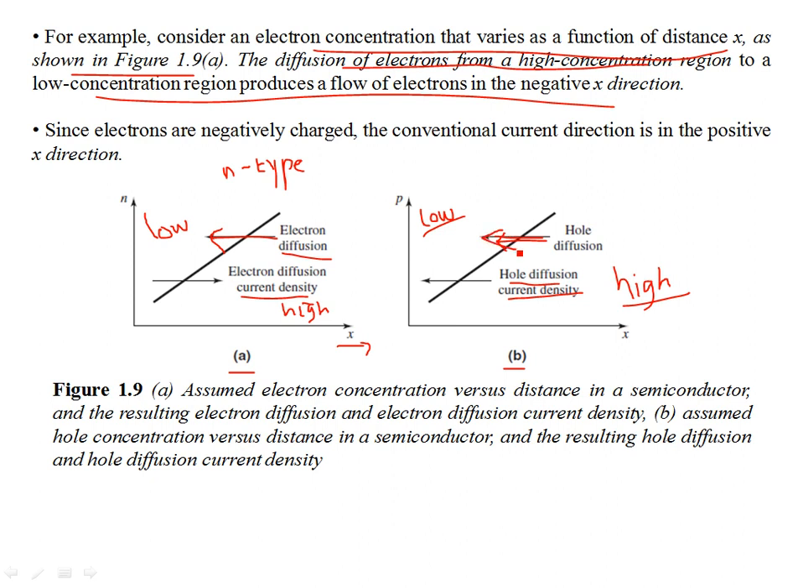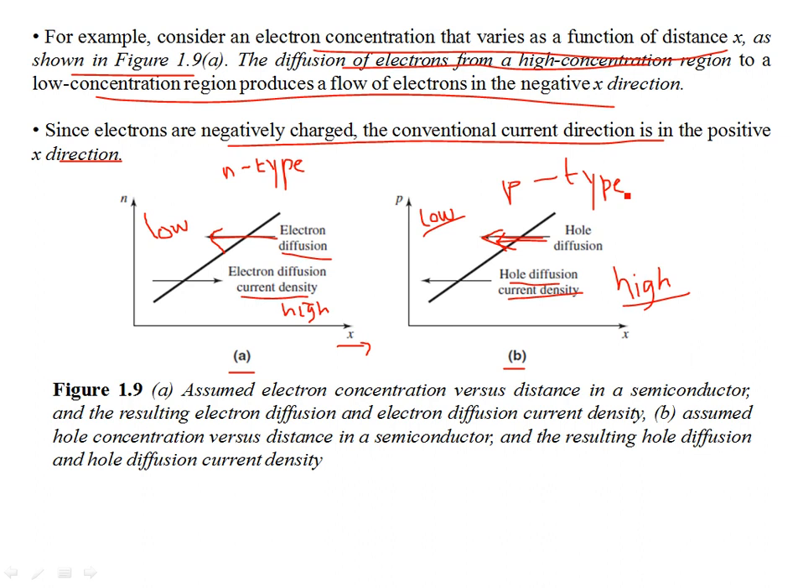It's only the conventional current directions which are opposing because of the electronic charge being different in both the n-type and p-type materials. Okay, so since electron is negatively charged, the conventional current direction is in the positive x direction. So that's all. Okay, so this is a p-type semiconductor having holes as the majority carriers responsible for current conduction.